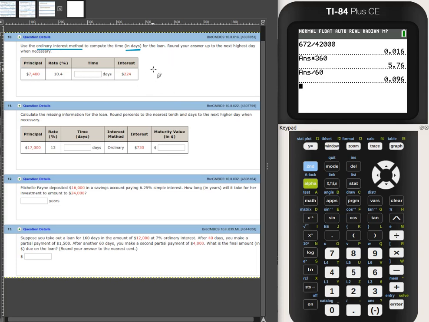We have, of course, three of the things that go into the formula, and the formula, if we think back to the triangle, we're looking for the time. Whatever we're trying to find, if it's not interest, then the formula will go interest divided by the other stuff. The other stuff besides time is principal and rate, and we want to multiply those in the denominator. So if we plug in what we have, the interest is 224, the principal is 7,400, and then times the rate, which is 10.4%. We should put it as a decimal, of course, 0.104.